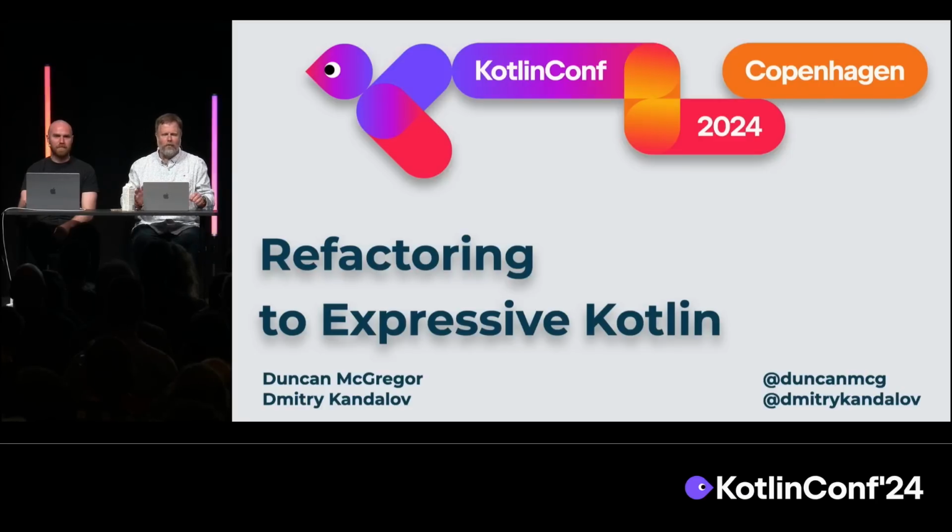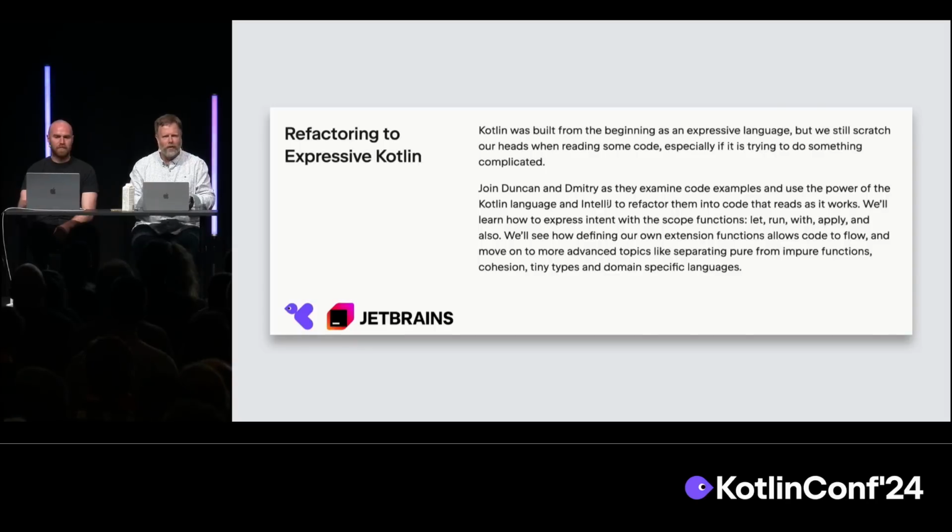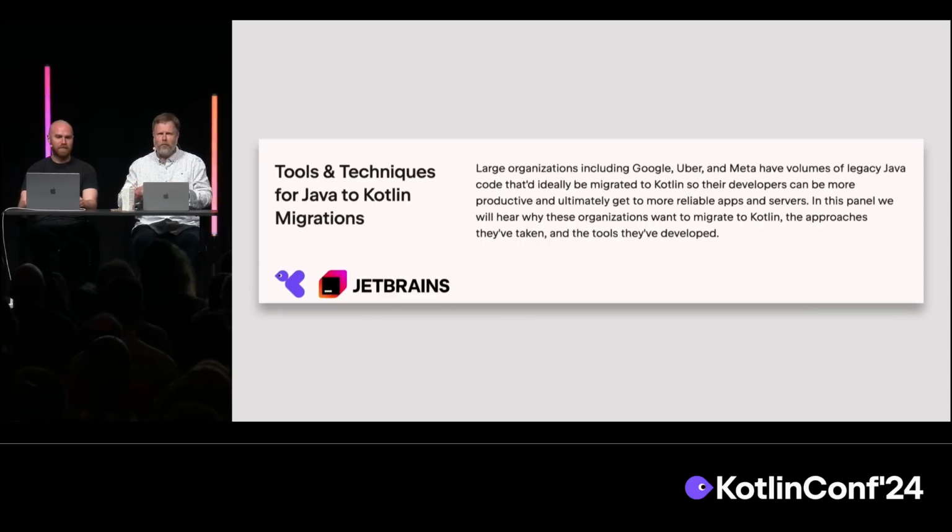I feel it only fair to warn you that this talk is not entirely as billed. We discovered very quickly that 45 minutes is not long enough to cover scope functions, extension functions, purity versus side effects, cohesion, tiny types, and domain-specific languages, at least not while live refactoring. So if you are here to learn about DSLs or tiny types or actions versus calculations, then you may choose to leave now.